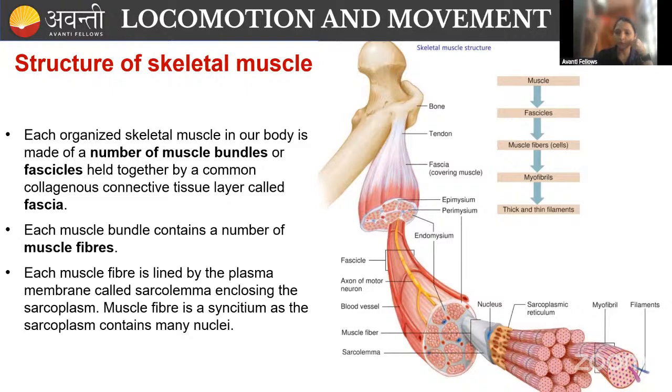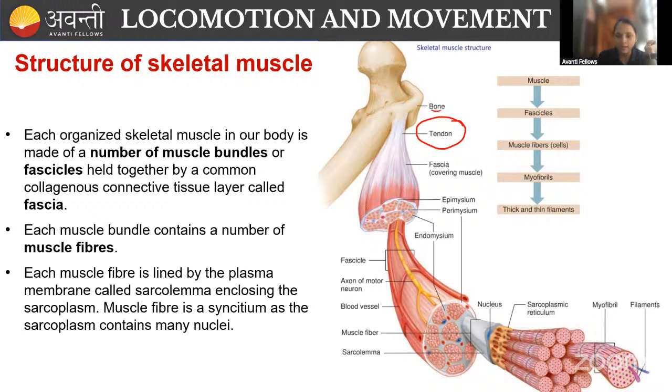For example, if you take this, the red color is the muscle. It is attached to the bone with the help of the tendon. So here you can see the tendon. With the help of the tendon, the muscle is attached to the bone.